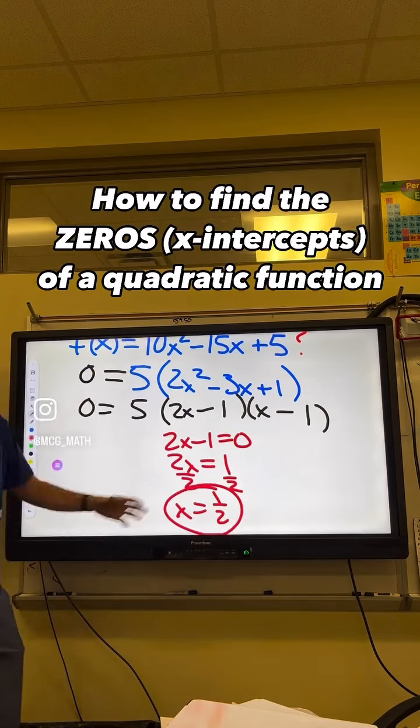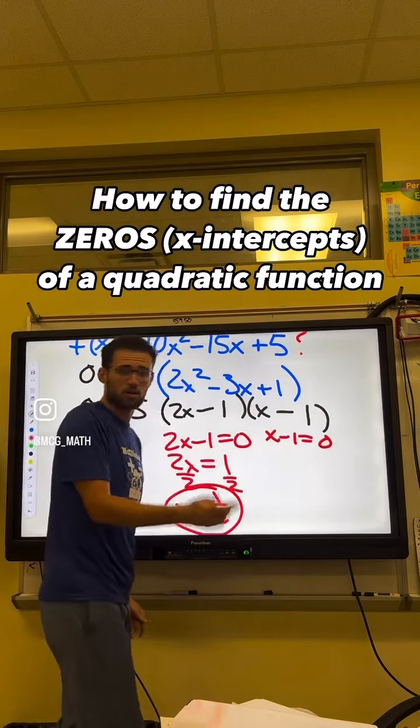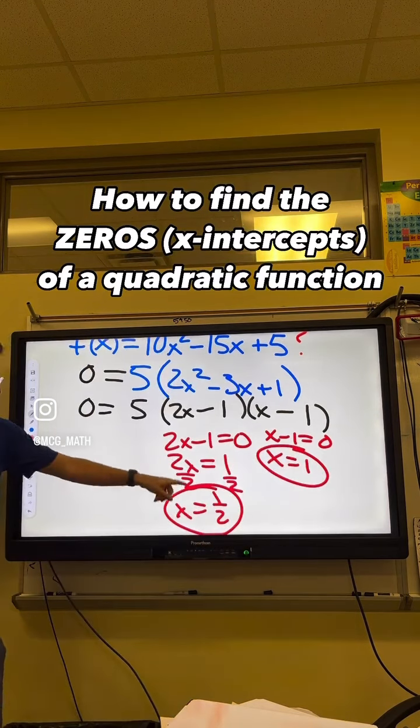So that's one solution. And then over here we have x minus 1, which is equal to 0 when x equals positive 1. So our two solutions are 1/2 and 1.